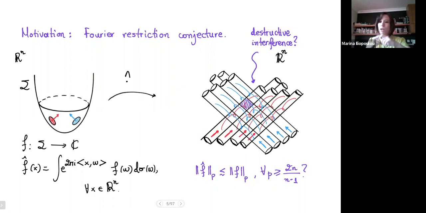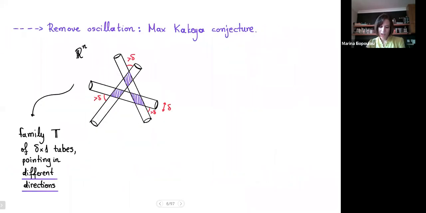So whatever constructive interference might happen doesn't happen often. So removing oscillation, we actually get the maximal Kakeya conjecture. It's not easy, really. This is still an open problem. But in any case, we have a bunch of tubes that are all congruent. So they have the same cross-section delta and the same length, 1.